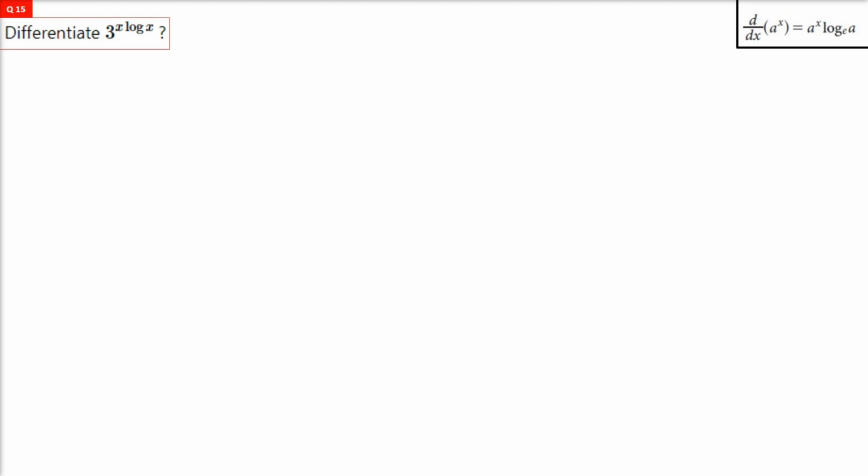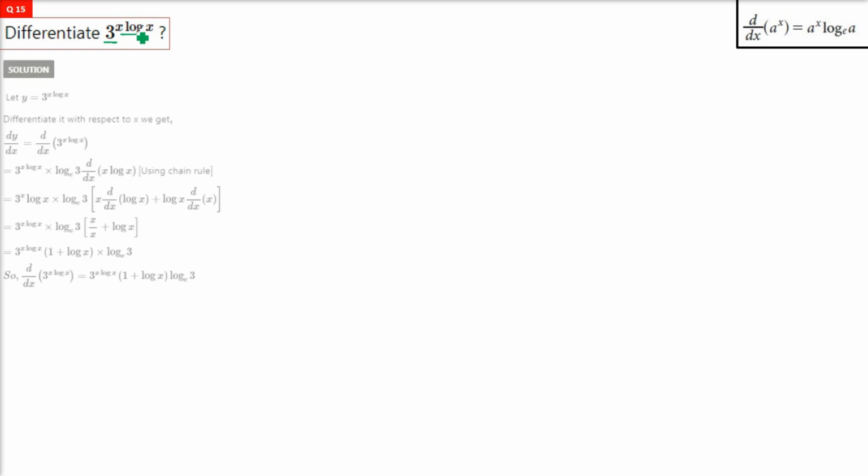Next is 3 to the power x log x. 3 is there, x log x is there, log x is also there. So there are multiple steps you have to go through. Those who already know how to do it can just check it here, and if they want to write it, they can write it here. Those who want to understand, just go with me. So d by dx of 3 to the power x log x.